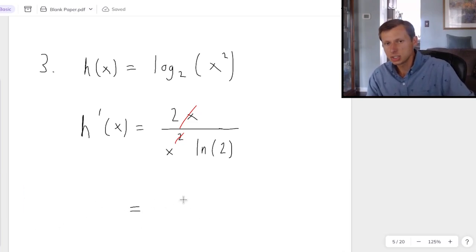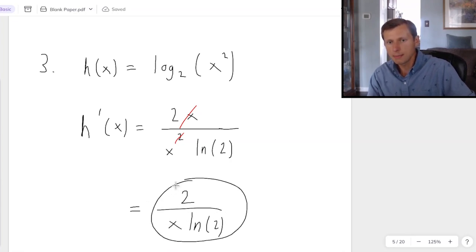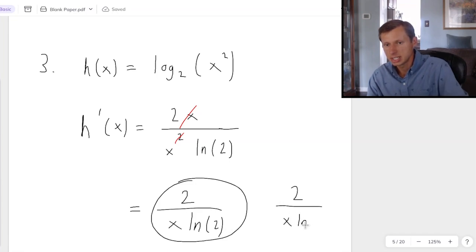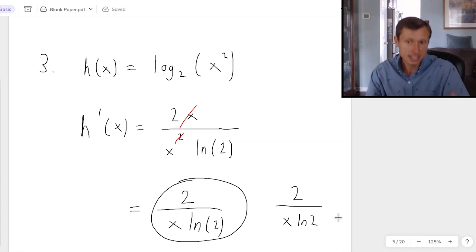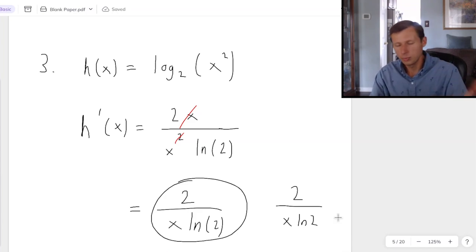So then the final answer here is 2 divided by x natural log of 2. The parentheses are optional around the natural log of 2. In other words, if you just write this, this is fine as well. As a matter of fact, you can even put the natural log of 2 first instead of the x. But as long as they're both in the denominator, you are good. And that's basically it for this one. Hopefully you got it right.